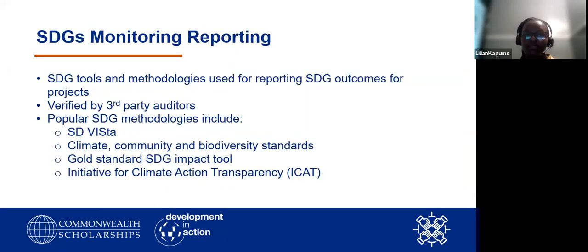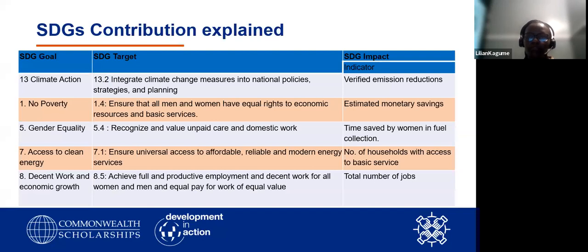So to do the SDG monitoring reporting, there are internationally approved tools that you can use for this. Some of them include the VISTA, the Climate, Community and Biodiversity Standards, Gold Standard, SDG Impact Tool, and the ICAT. So these are tools you can easily access and see how they are employed to monitor the SDG impacts.